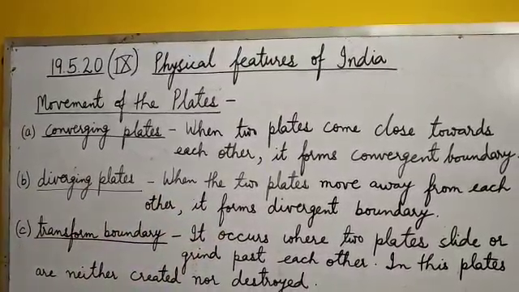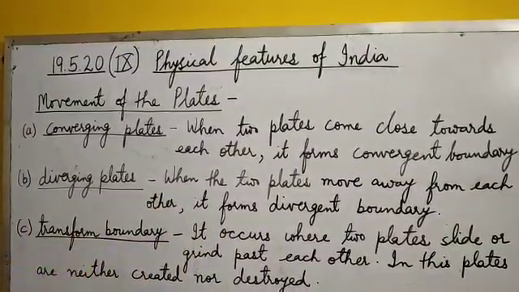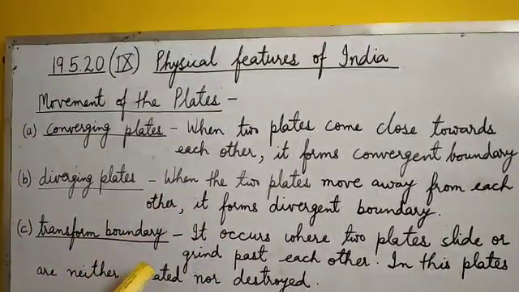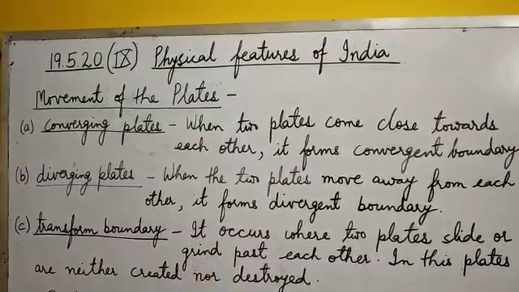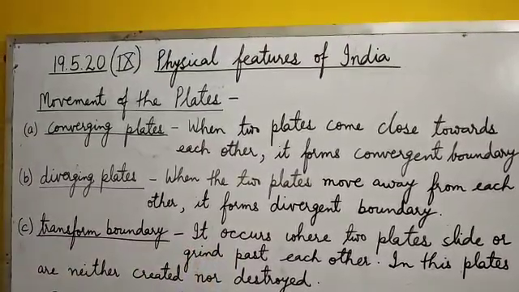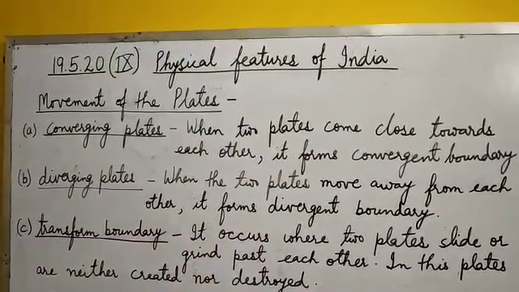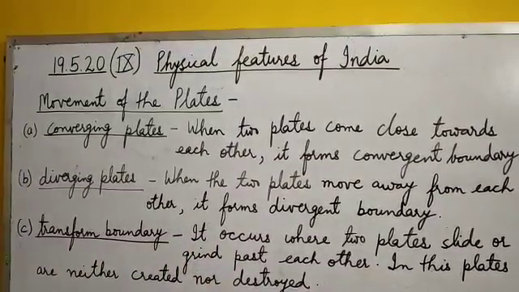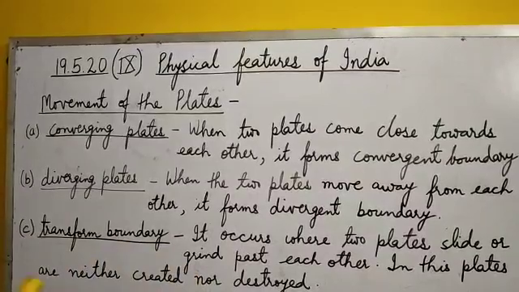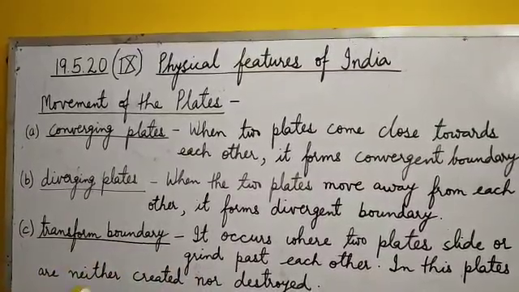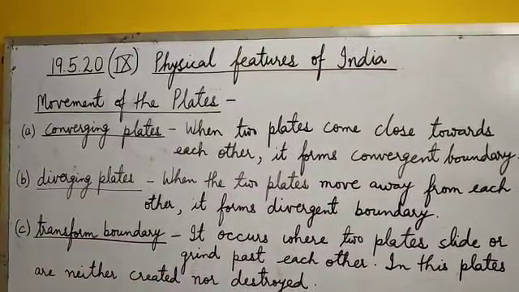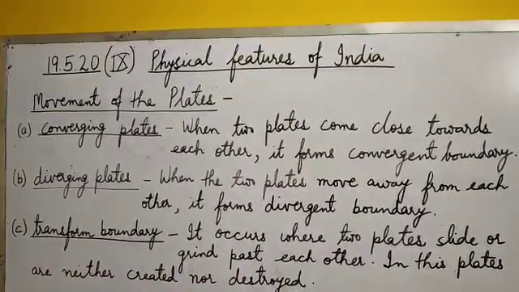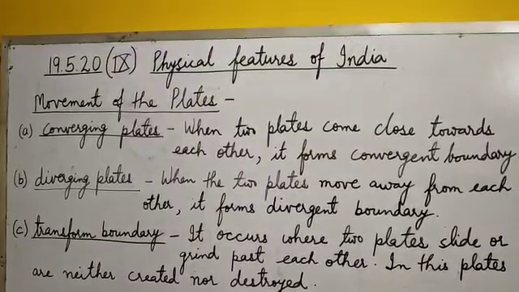And the third is the transform boundary. It occurs where two plates slide or grind past each other. So there are no converging or diverging plate boundaries. In this plate movement, the plates are neither created nor destroyed as they slide past each other.